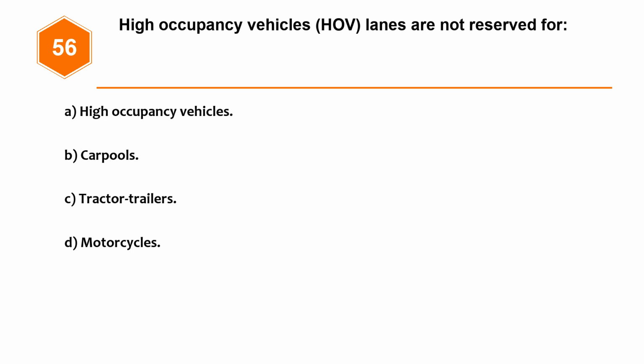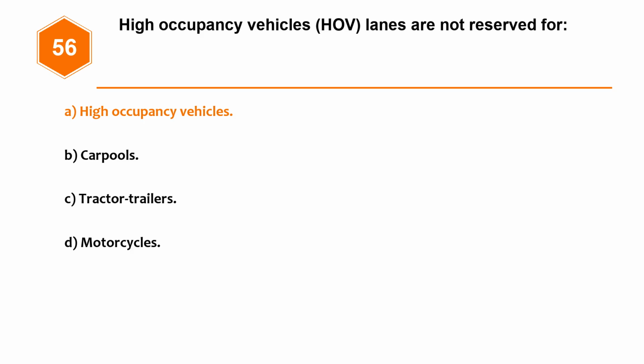Question 56. High occupancy vehicle (HOV) lanes are not reserved for: Option A, high occupancy vehicles. Option B, carpools. Option C, tractor trailers. Option D, motorcycles.